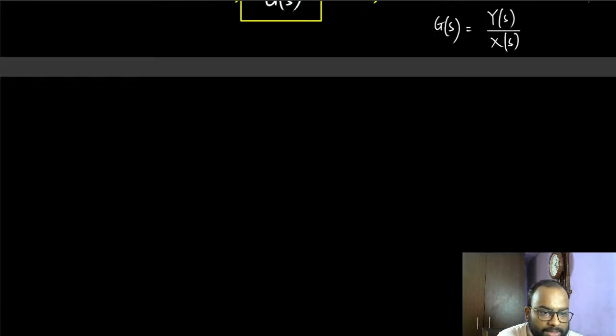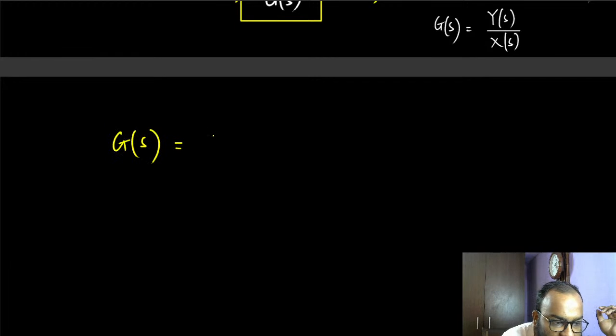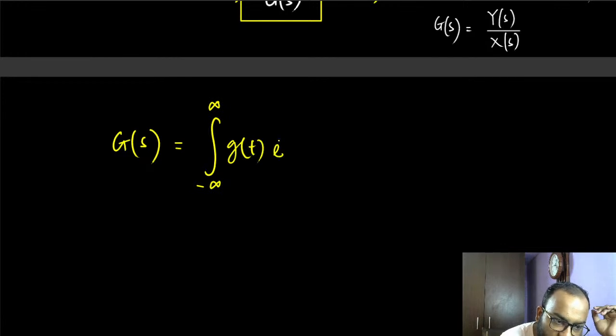Before even actually doing this, let me just tell you, let's say g(t) is a signal, and what is the Laplace transform of g(t)? Say we say the Laplace transform of g(t) is G(s). So what is the definition of the Laplace transform? This integration: g(t) e to the power minus st dt.